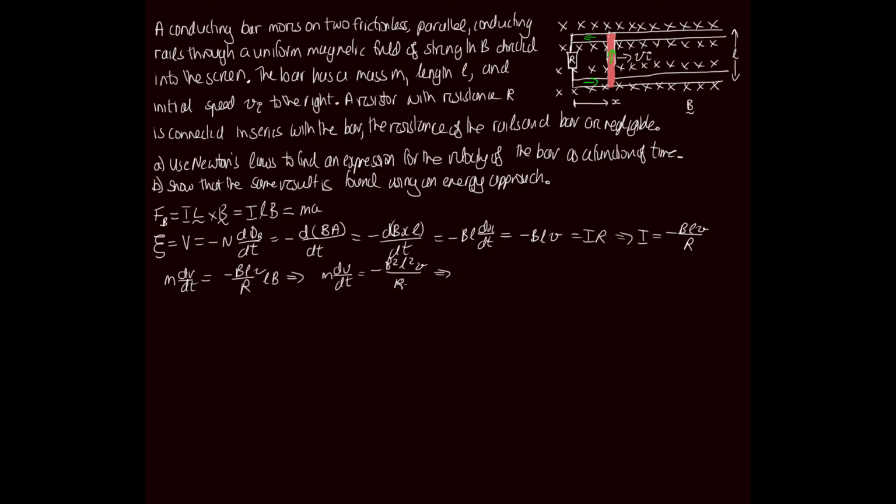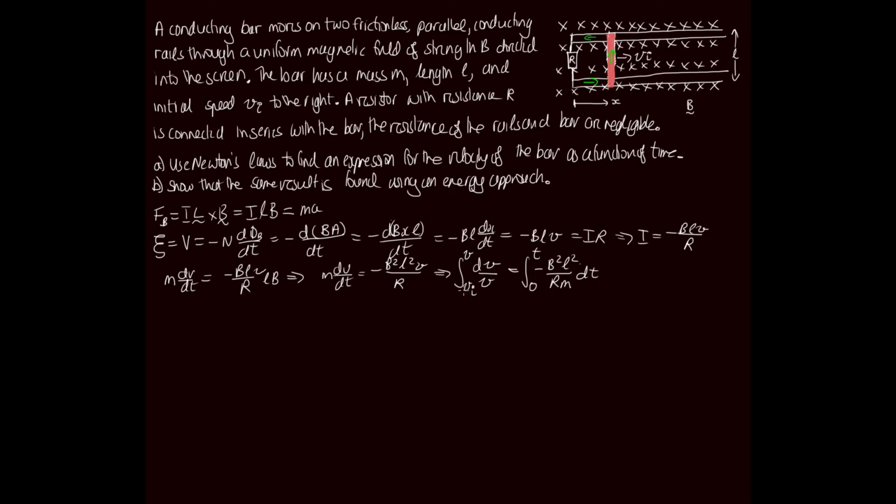And we can rearrange this to write dv over v, putting all the velocity terms on one side, is equal to minus B squared L squared over Rm dt on the other side. So now we've got a differential equation to solve. To solve that, let's integrate it. And we know that at time 0, it's got initial velocity v_i, and we'll say at time t, it's got final velocity, which we'll just call v.